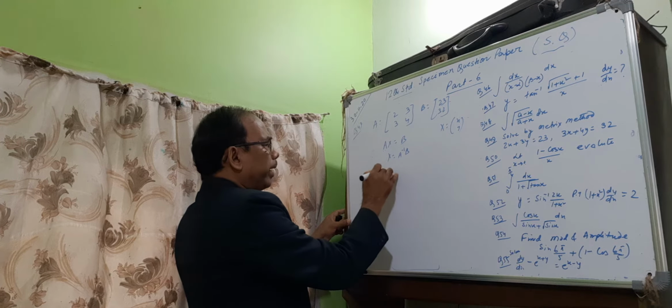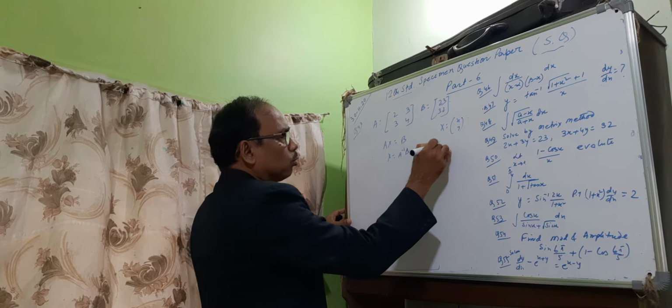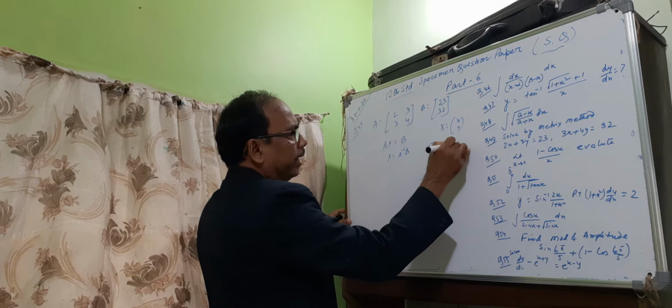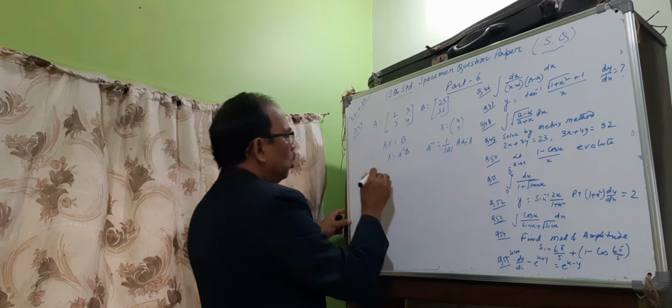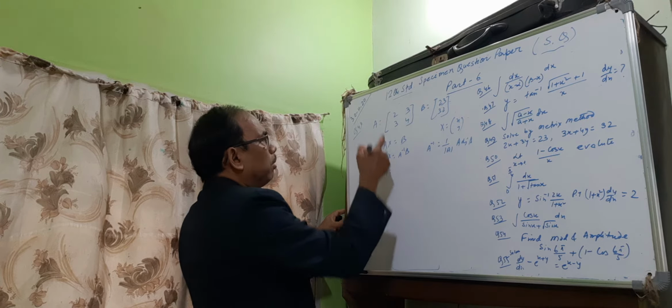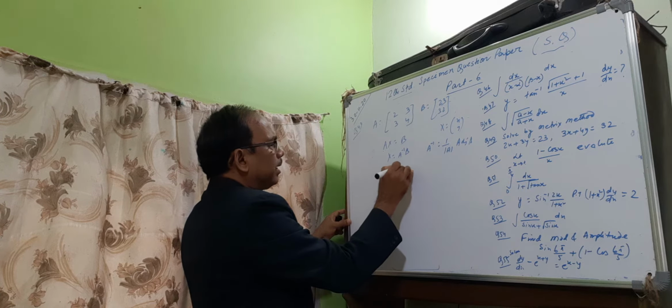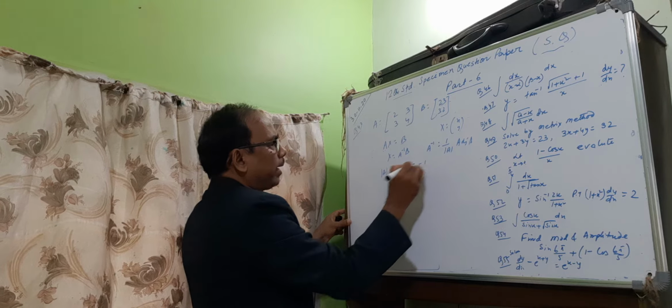What is first to get A inverse? A inverse is 1 by mod A into adjoint of A. What is mod A? Modulus 8 minus 9, 8 minus 9 equals minus 1.